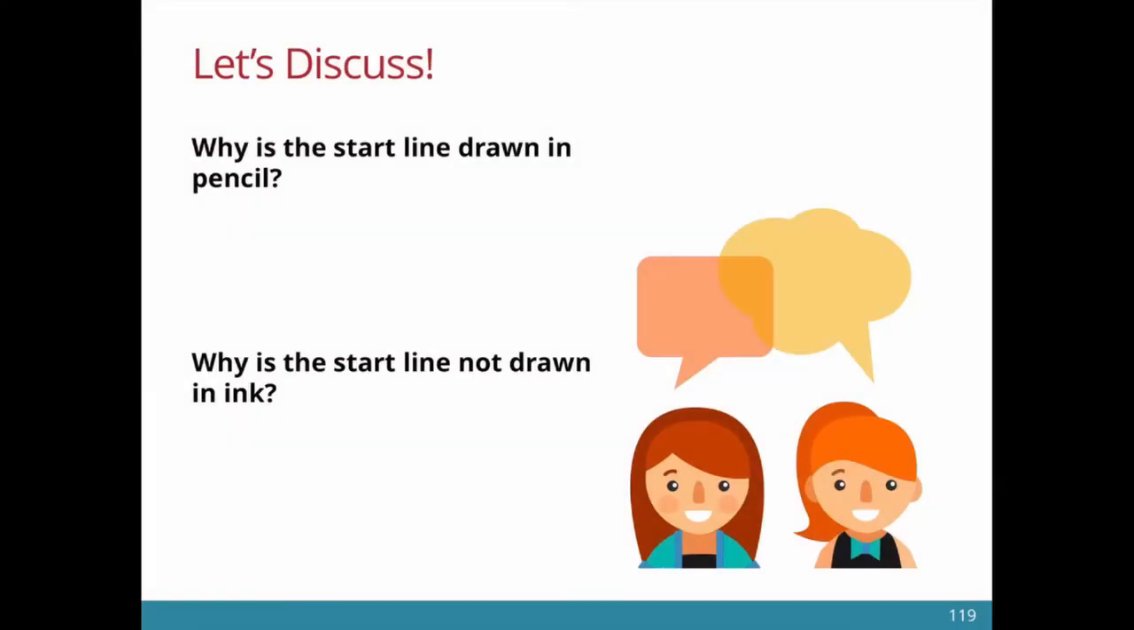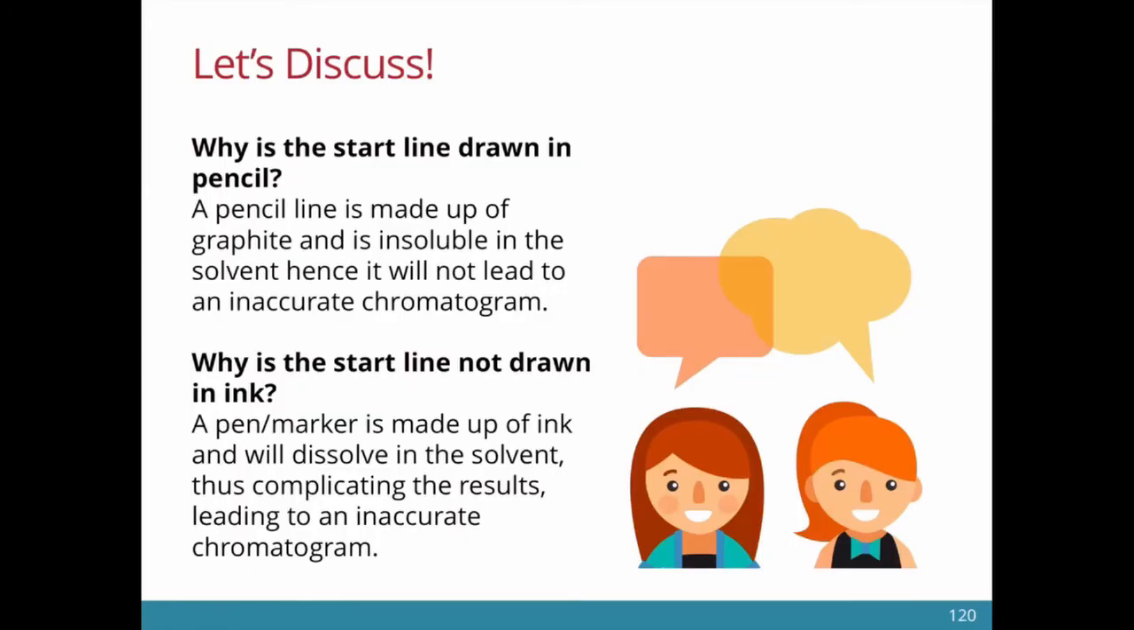The start line is drawn with pencil as the pencil line is made up of graphite and is insoluble in the solvent, hence it will not lead to an inaccurate chromatogram. The start line is not drawn with ink as ink will dissolve in the solvent, thus complicating the results and leading to an inaccurate chromatogram.